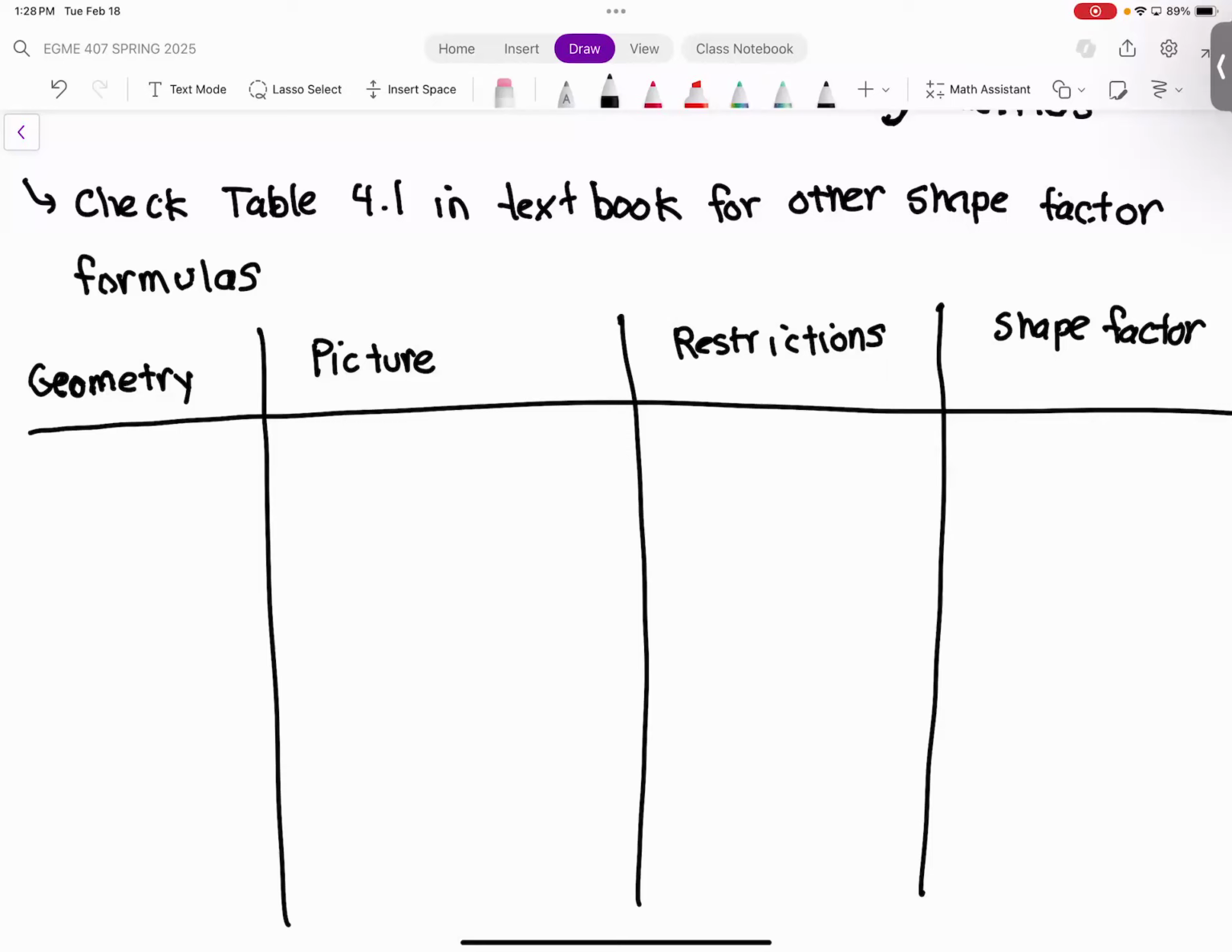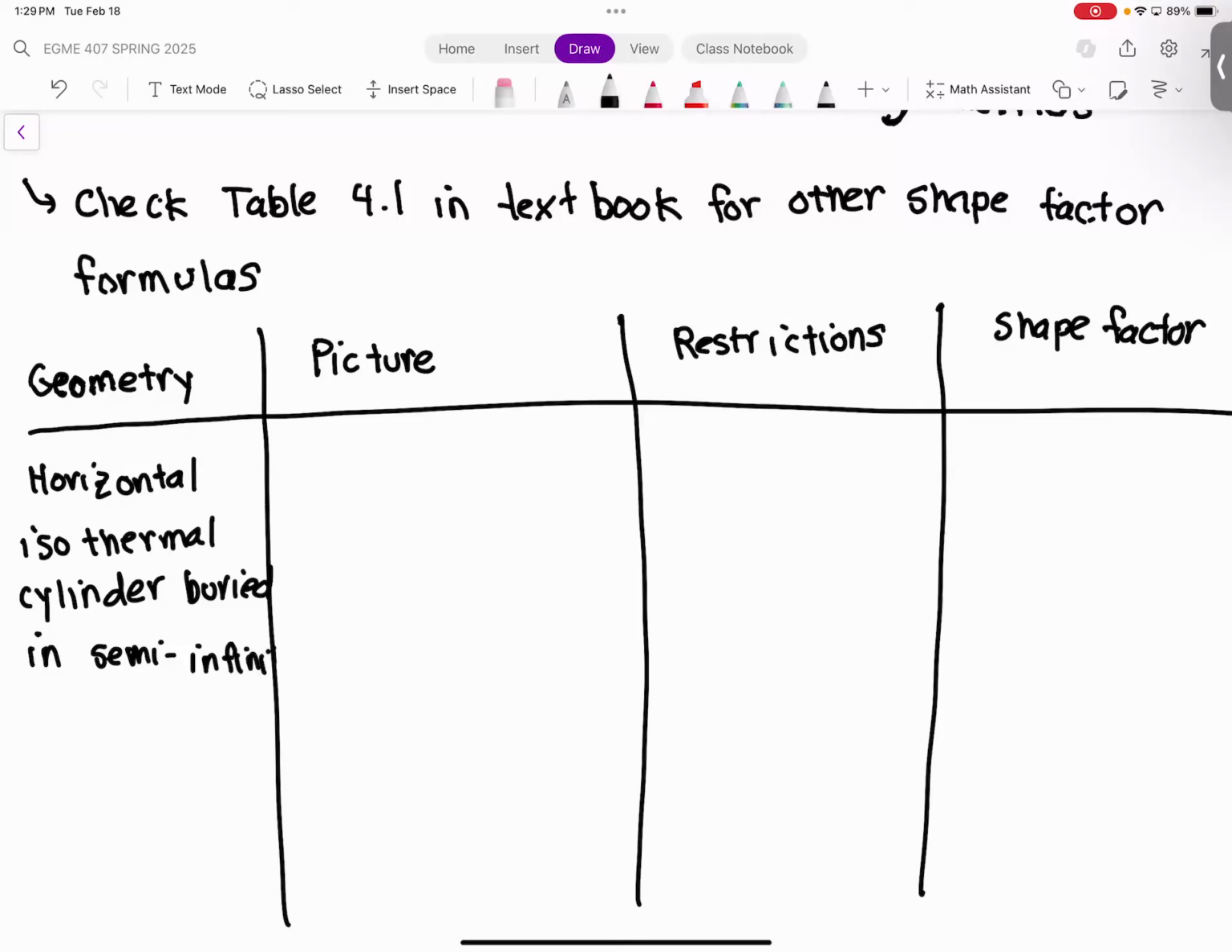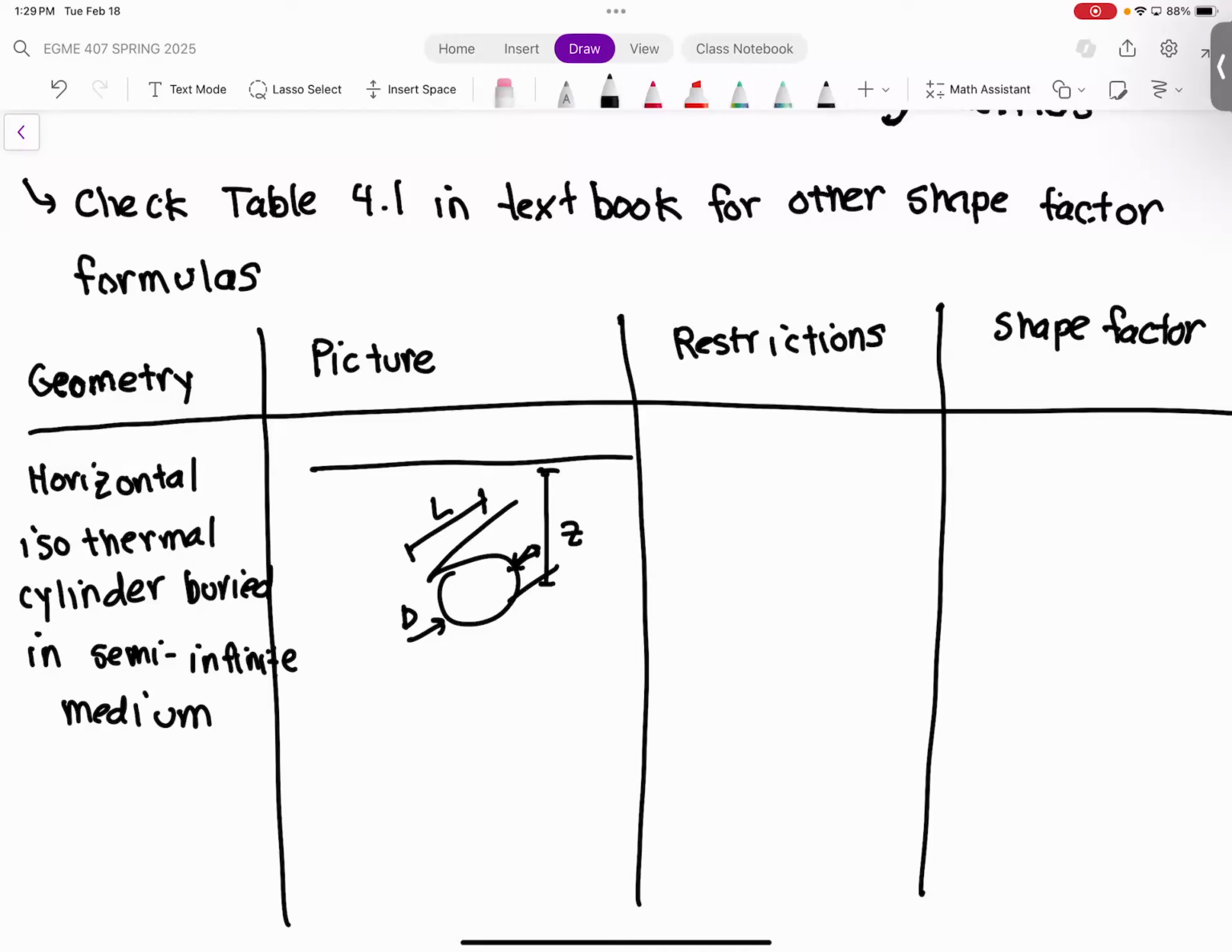Okay. So for instance, if we look at the example that we just did, you'll find this on the shape factor table. So this is a horizontal isothermal cylinder buried in a semi-infinite medium. So it's a very, very long name. It's basically just a pipe that's buried underground. Okay. And so the picture for this is the following. So we have a pipe that's buried underground, where this depth right here is z, the pipe diameter is D, and the length into the page is L. Okay.